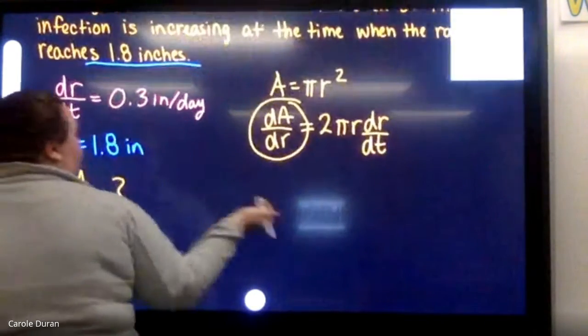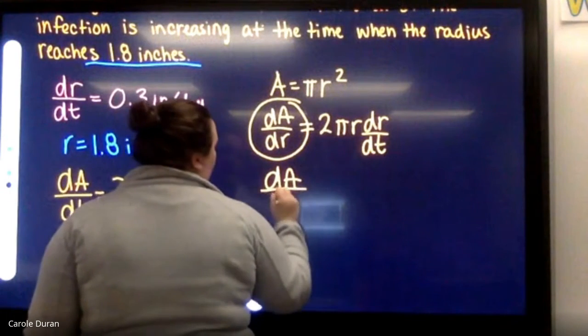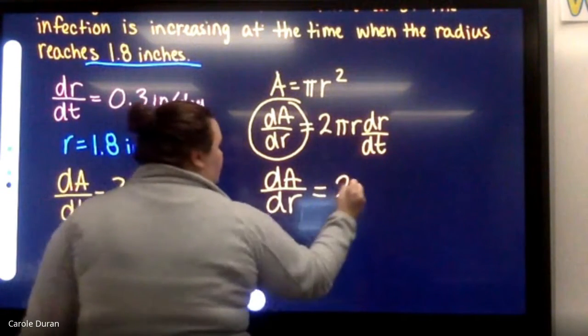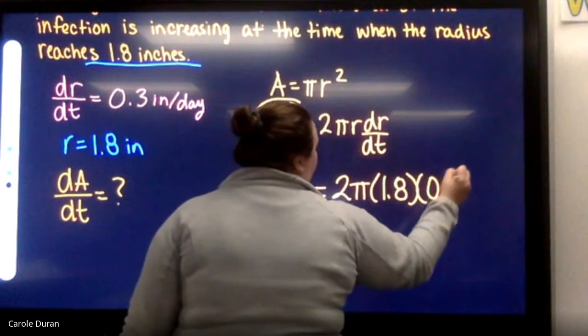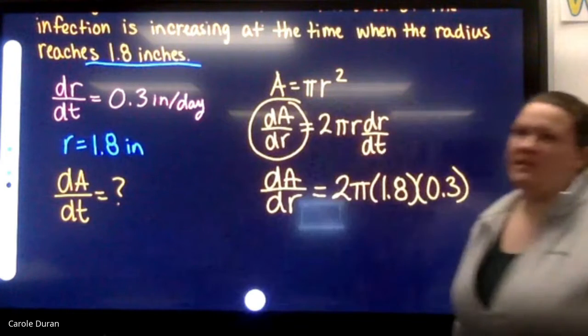So when I do, I get 2 pi times 1.8 times 0.3. And I can just put all of that into my calculator.